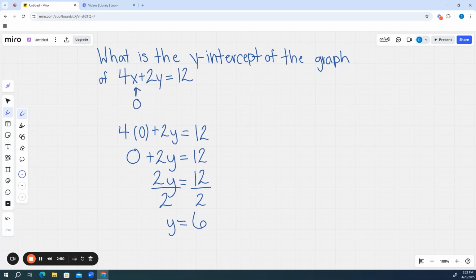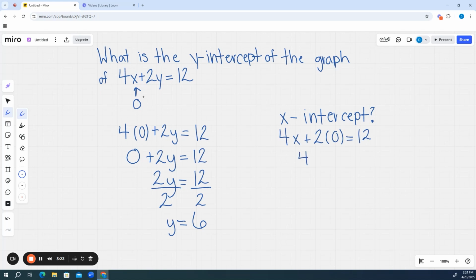Now, how about if we were solving for the x-intercept? So for the x-intercept, what we do is instead of putting x equals 0, we actually put y equals 0. So it's kind of like opposites. So we have 4x plus 2, and then for the y, we put a 0 equals 12.